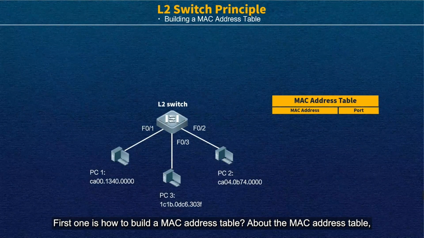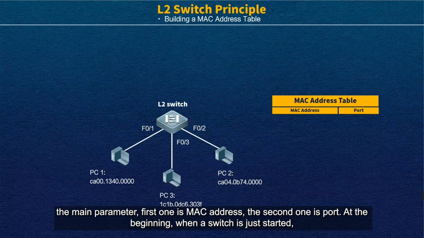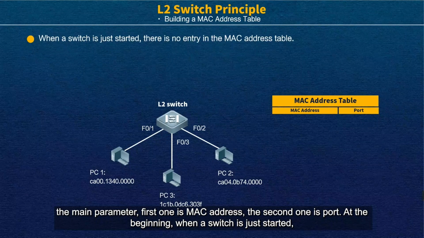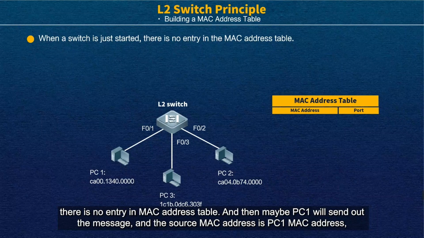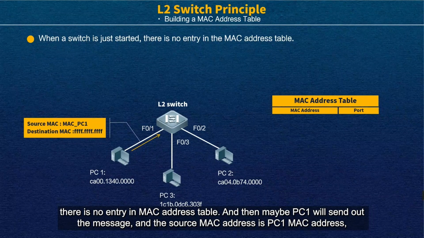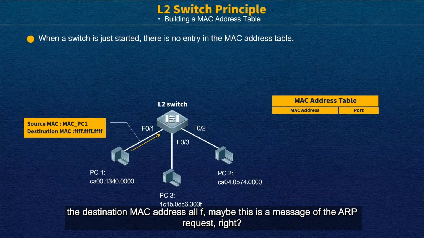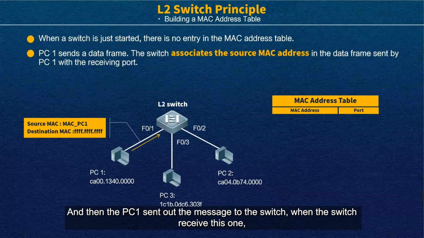About the MAC address table, the main parameters are, first, a MAC address, and second, a port. At the beginning, when a switch is just started, there are no entries in the MAC address table. Then maybe PC1 will send out a message, where the source MAC address is PC1's MAC address and the destination MAC address is FF. Maybe this is an ARP request, right? PC1 sends the message to the switch.